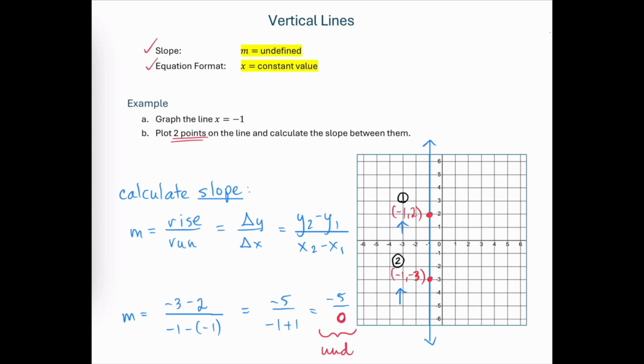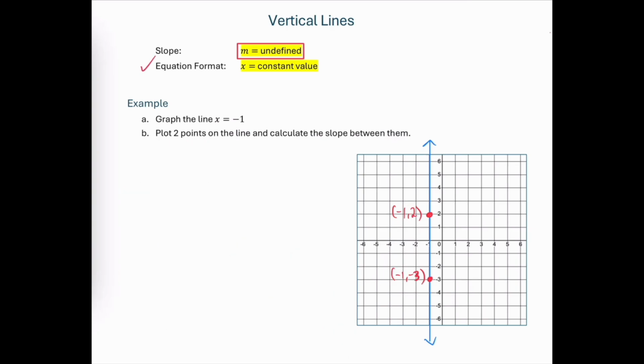value that is undefined. But this is always going to happen in a vertical line, because when calculating the slope, we're always going to be looking at the change in x in the denominator. And on a vertical line, there will be no change in x. The x values are going to be stacked up on top of each other. So this difference is always going to be 0, and we're always going to have a slope that's undefined on a vertical line. So this then becomes a characteristic of vertical lines and something that we can memorize.